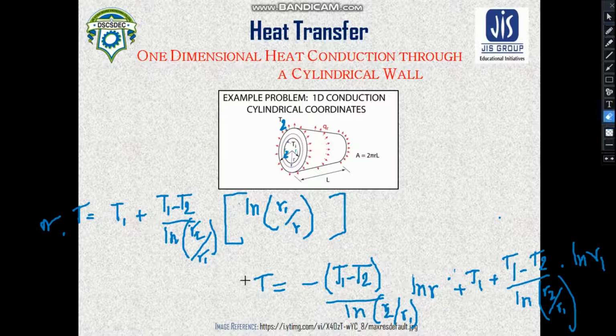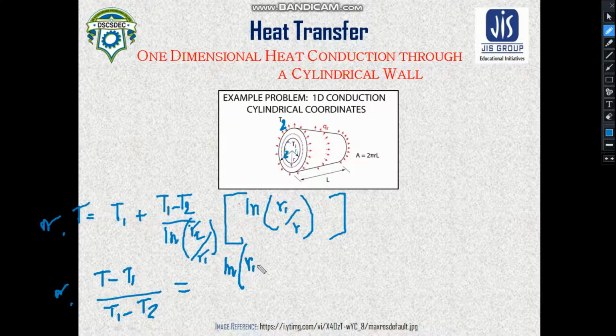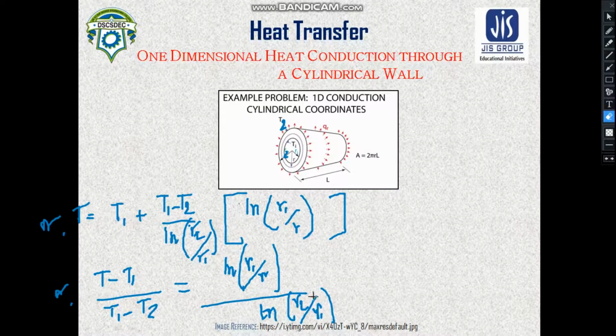And if you try to change this equation into the dimensionless format, then it will be simply like this: T minus T1. I am taking this here, and I will divide the equation by this term. So it will be (T minus T1) divided by (T1 minus T2), equal to ln of r1 divided by r, divided by ln of r2 divided by r1. So here you can find the dimensionless format.